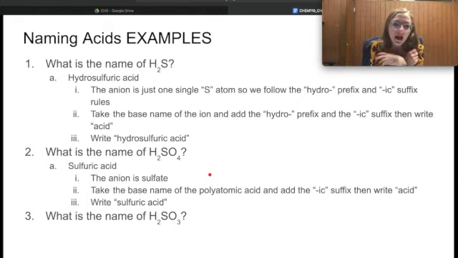So this is the anion sulfate. Again, we have the base name of sulfate, which is it without the ate, so sulfur. So that we would say as sulfuric acid. We add the ic instead of the ate. So sulfuric acid.